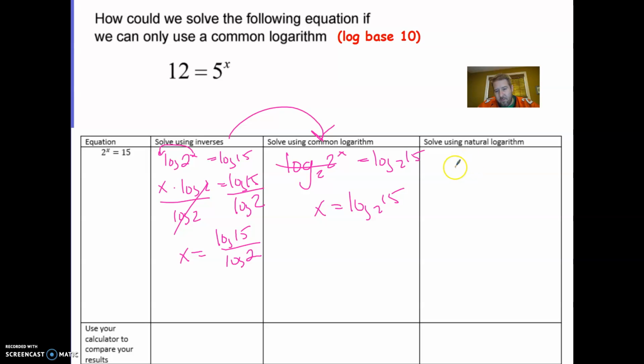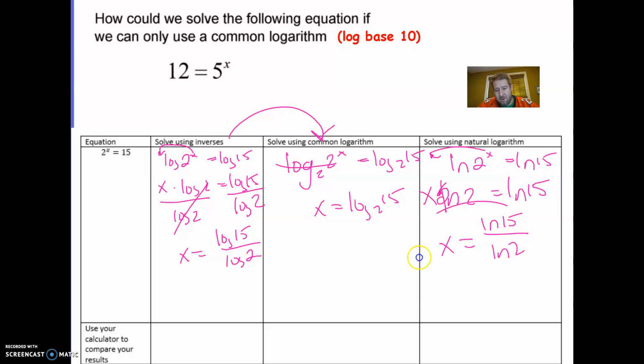And last but not least, what if I do natural log of both sides? Natural log of 2 to the x equals natural log of 15. Push the x out front, so we have x times natural log of 2 equals natural log of 15. And then divide both sides by natural log of 2. I know my handwriting is bad here. And you're going to end up with basically the exact same thing as before. So natural log of 15 over natural log of 2.